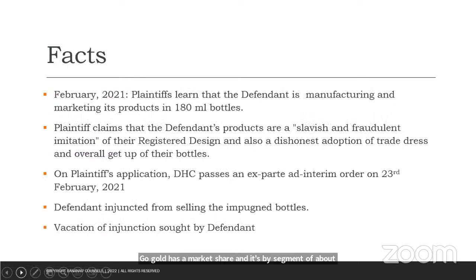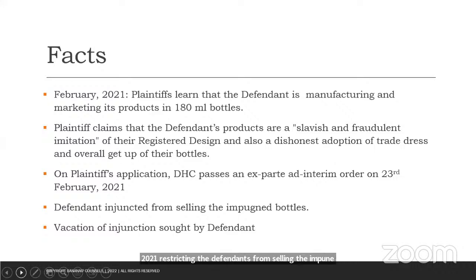Now, coming down to the facts of the case, this was in February 2021, sometime during the second week of Feb. The plaintiffs realized that the defendant has been manufacturing and marketing its products in 180 ml bottles, basically selling alcohol in these 180 ml bottles. And then the plaintiff says that these bottles are a slavish and fraudulent imitation of the registered designs, and also a dishonest adoption of the trade dress and overall getup of their bottles. Now, on the plaintiff's application, the Delhi High Court passes an ex parte ad interim order on 23rd Feb 2021, restricting the defendants from selling the impugned bottles.